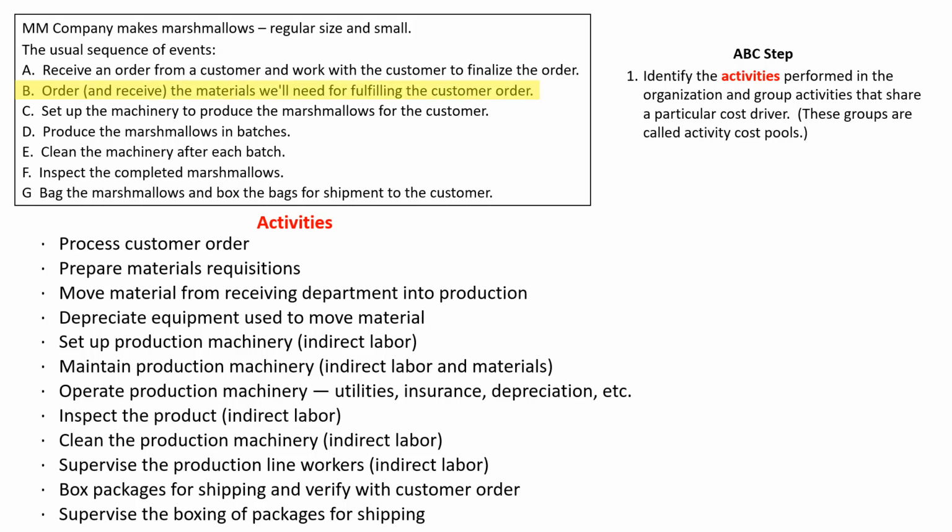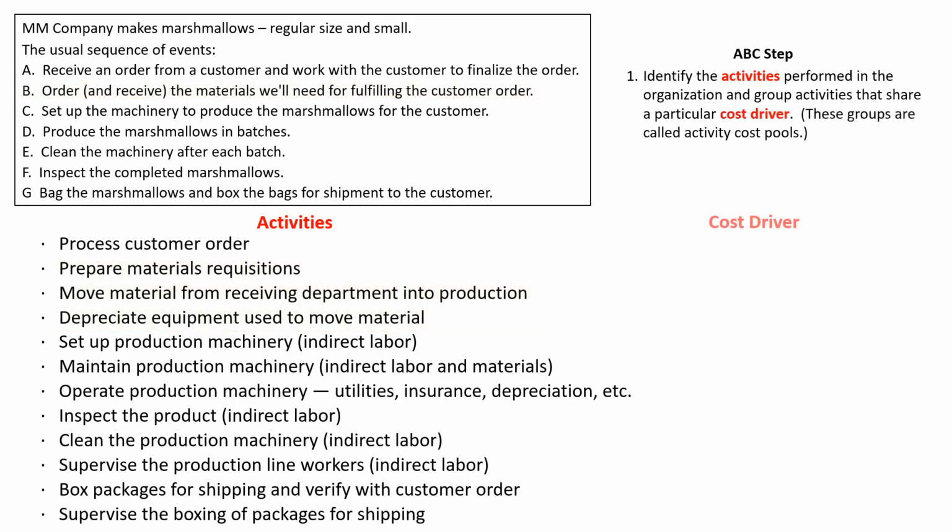For example, event B, order and receive the materials for the customer order, involves multiple activities. We might have to prepare purchase orders to order the materials from suppliers, then receive the materials and log them into our raw materials inventory system. But even if we already have the raw materials on hand, we have to prepare materials requisition forms, then physically move the materials into the production area. And since this requires equipment, we'll have to consider depreciation on the equipment.